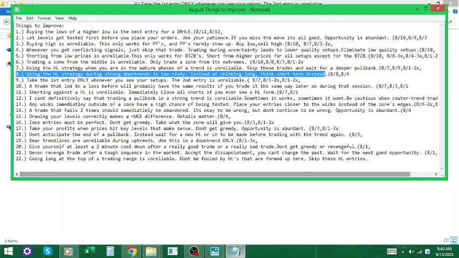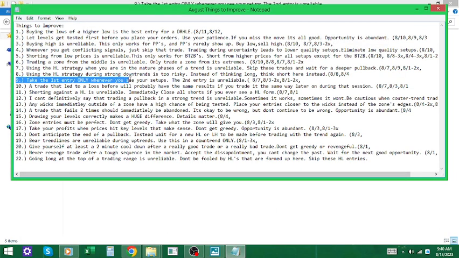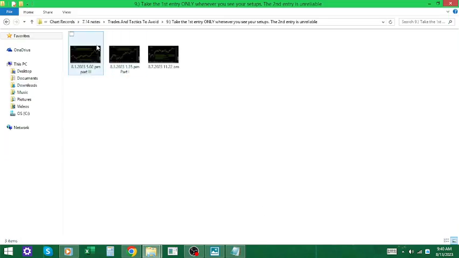Okay, let's see. Take the first entry only whenever you see your setups. Actually, let's reword that. Only take the first entry whenever you see your setups. The second entry is unreliable. Unreliable. I wish I could make that big, bold, capital letters. Do not take that second entry.